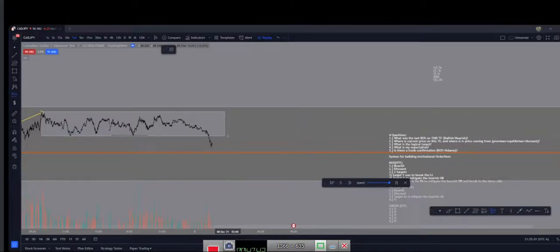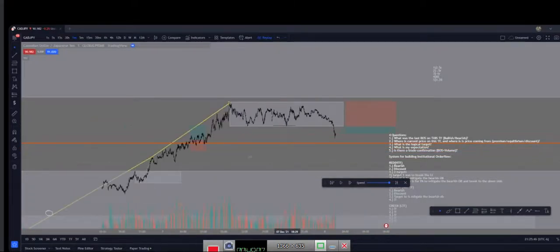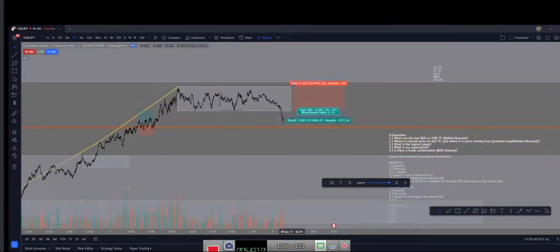Here? Is that a good stop loss for you, or should I go a little higher? Okay. All right, and we're targeting this order block or this guy. Okay, let's see what it does.